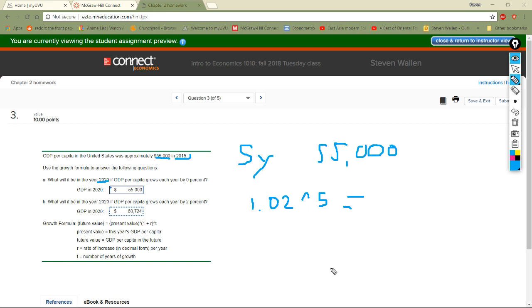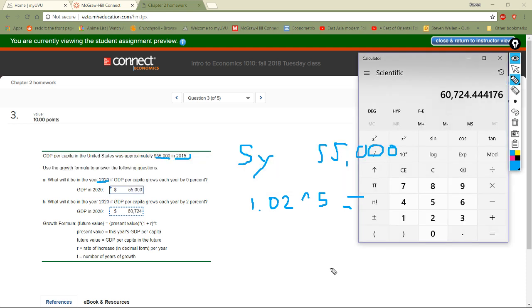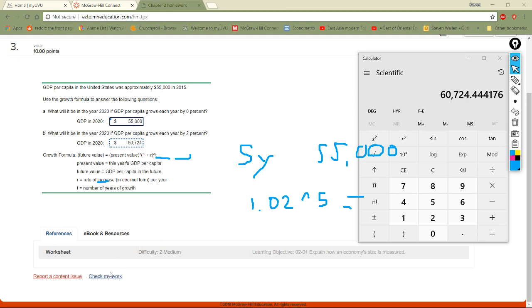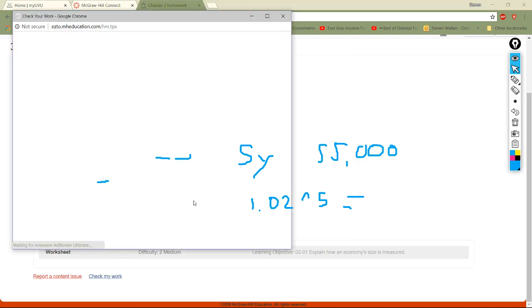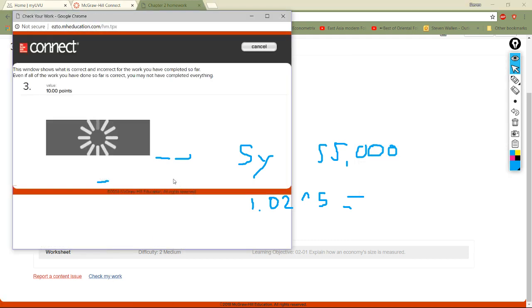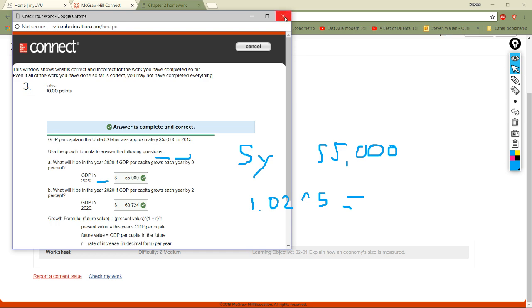Let's go back and see what we got there. Yeah, so you get your number there, and then you're going to times that by the 55, and then you get the number we ended up with. So it's pretty straightforward on that. That's all you have to do. So let's go ahead and check this, shall we? Yep, we got it right.